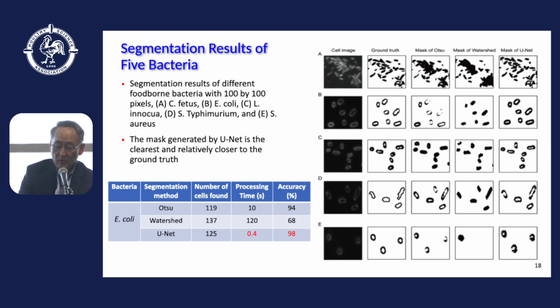I just put one example in the table. In the case of E. coli, Otsu gives us 94% accuracy, watershed is 68%. However, U-Net gives us 98% accuracy. It's very high, okay?